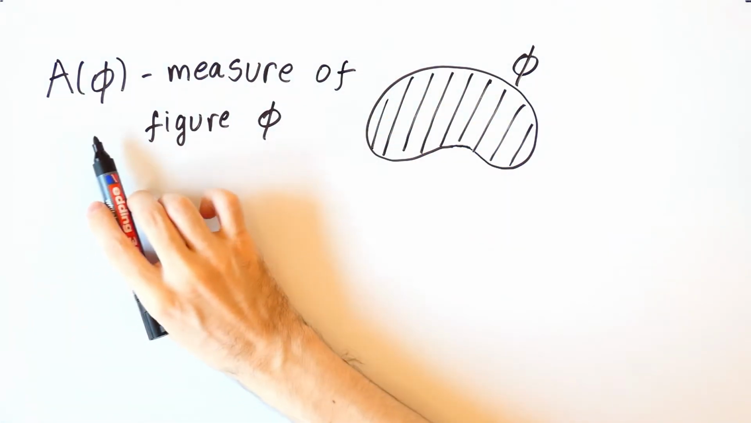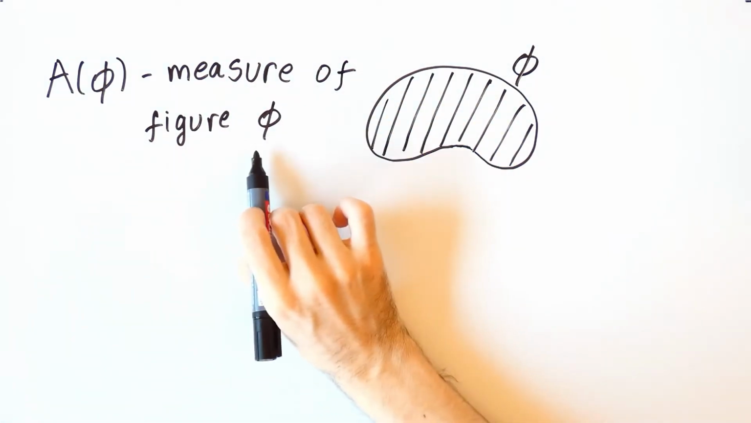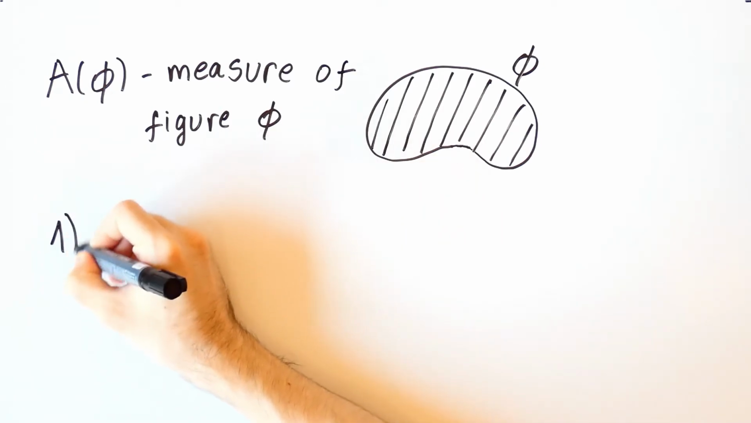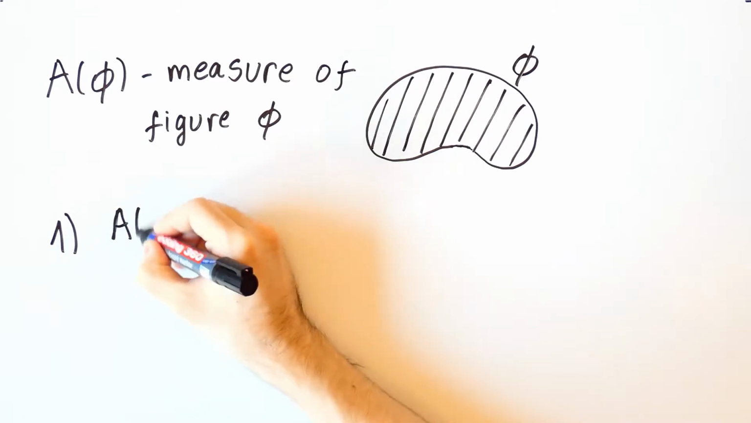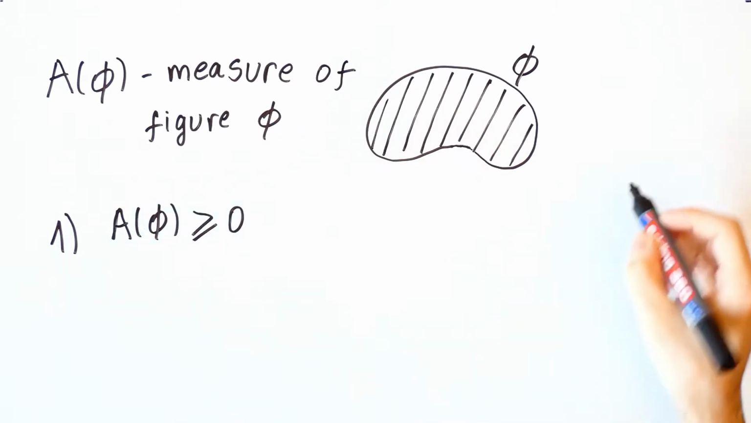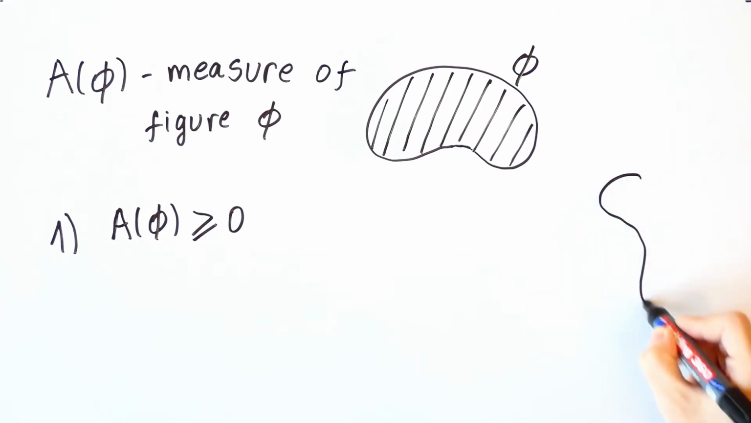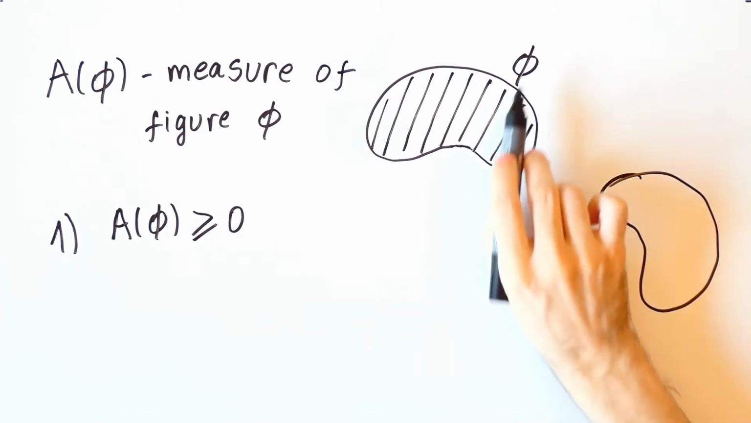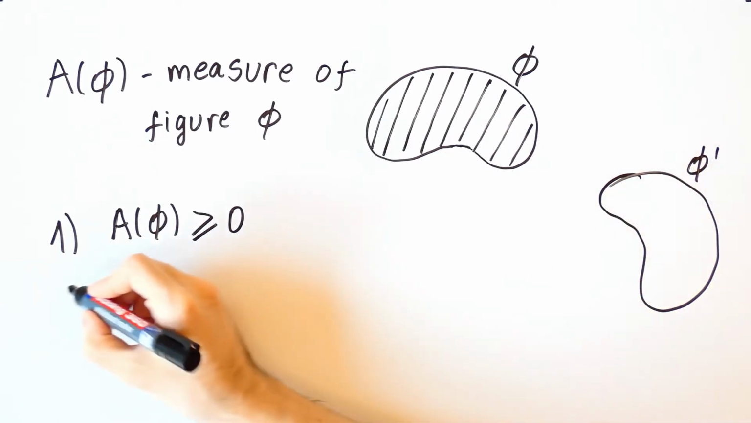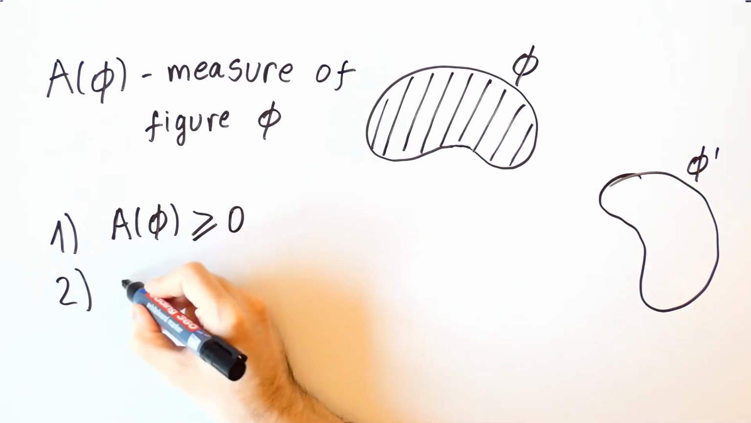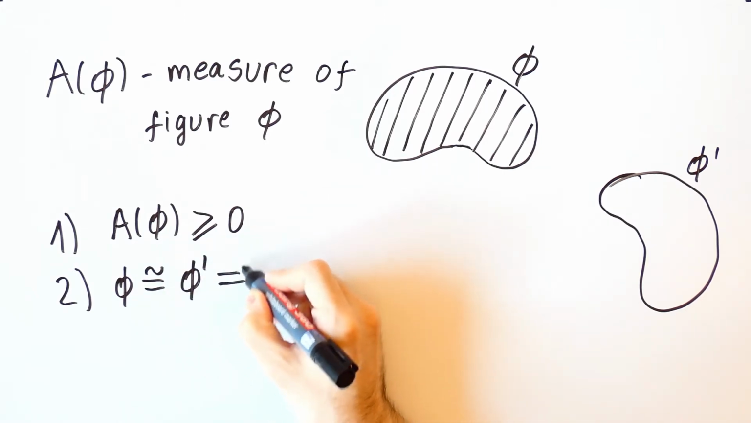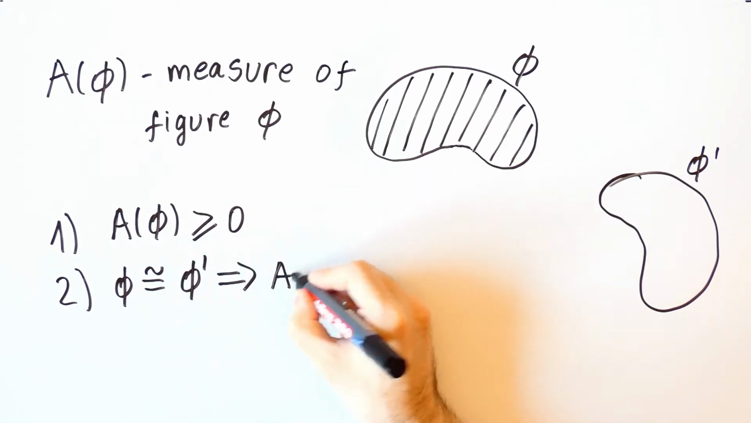So area is a measure of figures in a plane, but we want it to have some properties. First, we don't want it to be negative. Second, if some figure phi prime looks the same as figure phi, that is, phi and phi prime are congruent, then we want their areas to be equal.